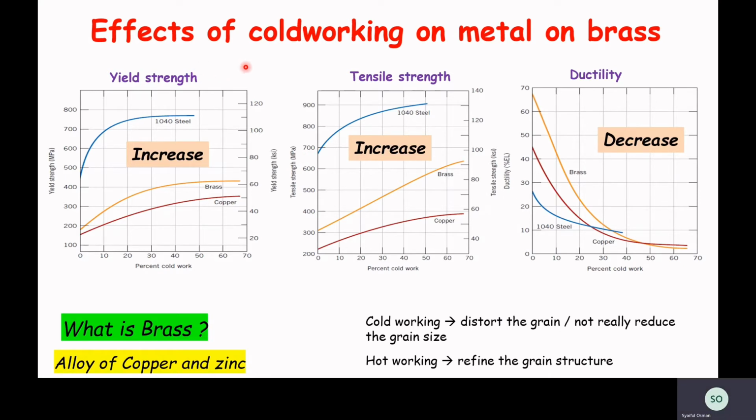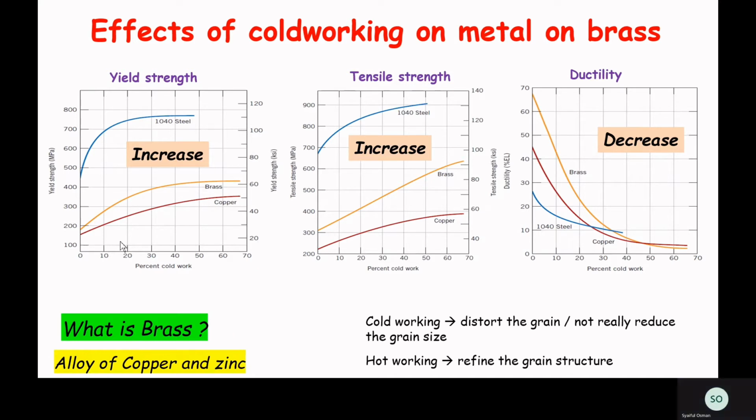Here we have the effect of cold working on brass. Brass is an alloy of copper and zinc. A metal is said to be cold worked if it is mechanically processed below the recrystallization temperature of the metal, and most cold working processes are performed at room temperature. Hot working usually results in the refinement of the grain structure. On the other hand, cold working will only distort the grain and does little towards reducing its size.